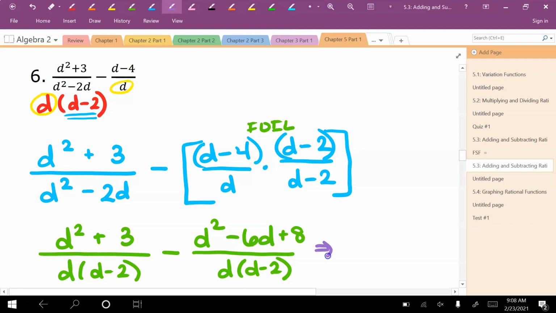Okay, so then if we simplify on the top, where we're subtracting, so d squared minus d squared, those are going to basically cancel each other out. Now a minus of a negative 6d, that's going to change that to positive 6d. And then 3 minus 8 is going to be negative 5. Just watch your signs on that one there. And that's all over d minus 2.